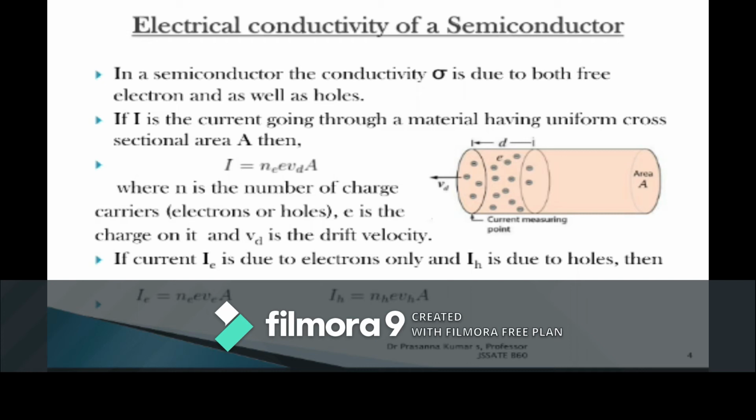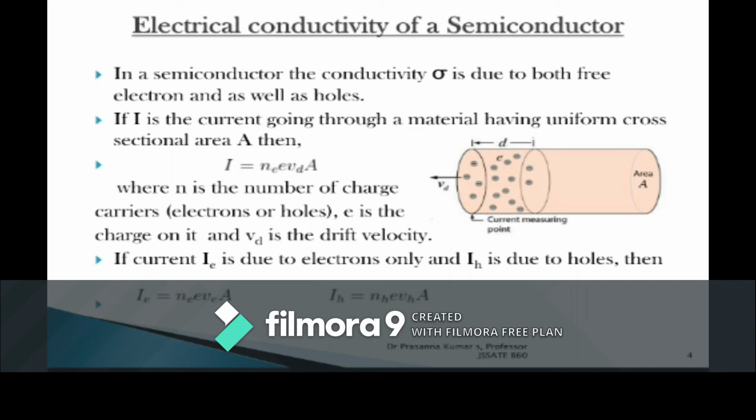So you know that the current I = n e v_d A. Look at the expression I = n e v_d A. The overall product n e v_d A gives you the current. Current is given by the number of charge carriers that have been crossing over a uniform cross-sectional area with a certain velocity. So that is the current.